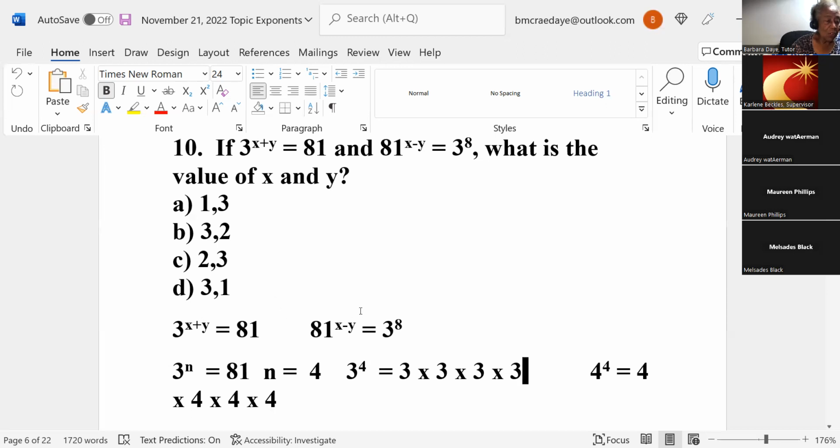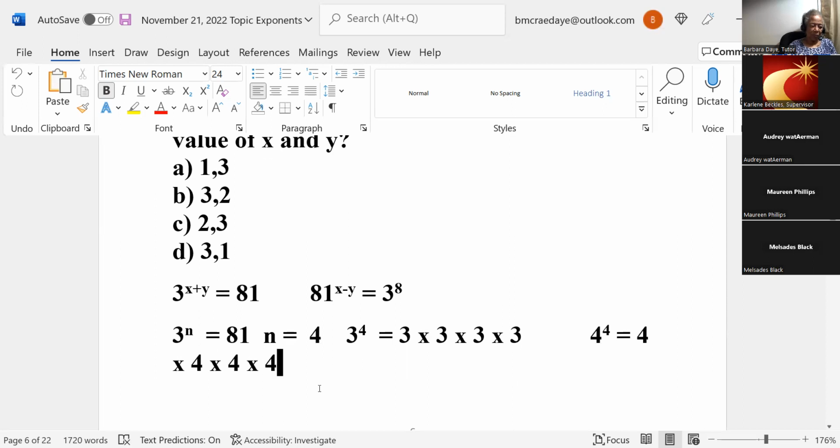And if it said 81 to the x minus y is equal to 3 to the 8th, right? So if I make this a 3 and make this 3 minus 1, that is 2. Then you could do 81 to the second and see if that's equal to 3 to the 8th. You want to check that? So your 3 to the x plus y, let me just put here, x is 3 and y is 1. Now, I want you to check this one, see if that comes out right.